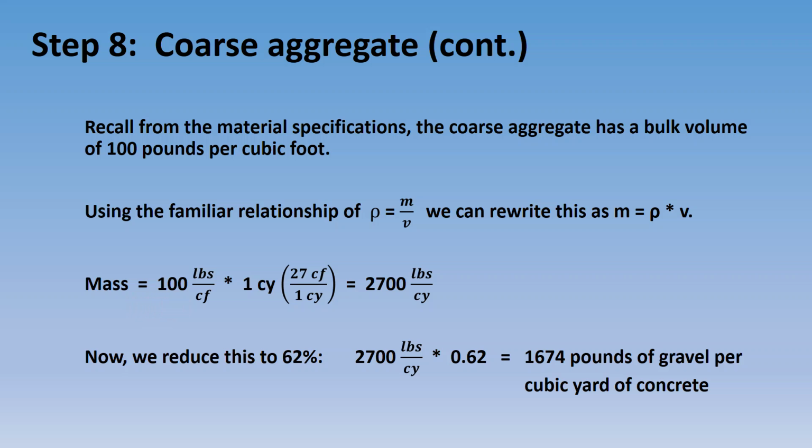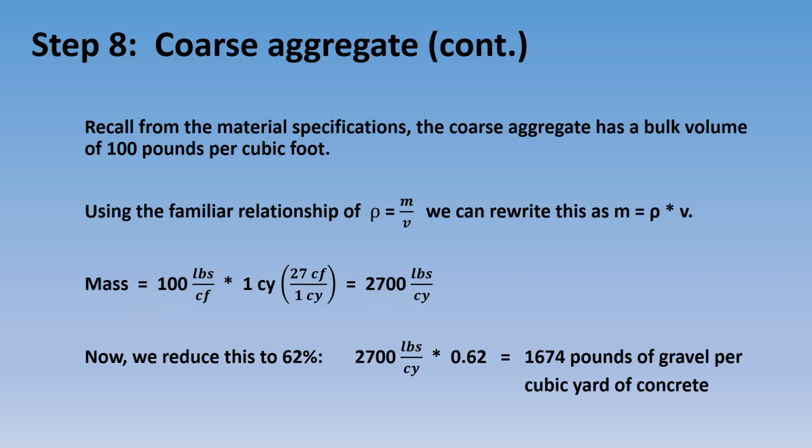We're mixing units here though, right? We've got 100 pounds per cubic foot, but our total mix design is per cubic yard. So we want to convert cubic yards into cubic feet, and we do that by multiplying it by 27, basically. There's 27 cubic feet for every 1 cubic yard. And when we multiply that out, the mass of an entire cubic yard of aggregate would be 2,700 pounds.